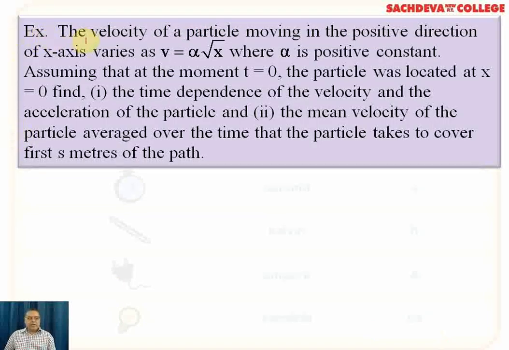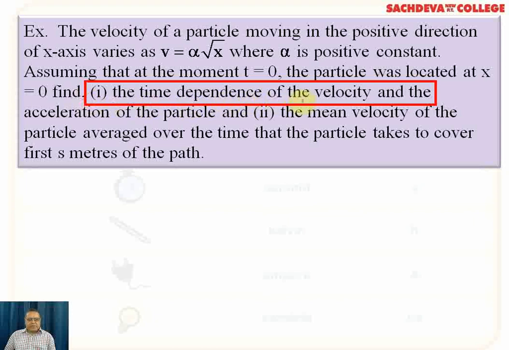Now in this example, the velocity of a particle is moving in the positive direction of the x-axis. You will remember the law: plus to the right, minus to the left, positive height, and negative depth. So if we are moving towards the positive side of the x-axis, it is the positive direction. And if we are moving towards x dash, it will be the negative direction. That is in the horizontal plane. In the vertical plane, in the upward direction there will be y, and in the downward direction there will be y dash. Now, in the question, it is given that the velocity of a particle moving in the positive direction of the x-axis varies as v is equal to alpha root x. Alpha is a positive constant, assuming that at the moment t is equal to 0, when we speak of t is 0, it means the particle is starting from rest. The particle was located at x is equal to 0.